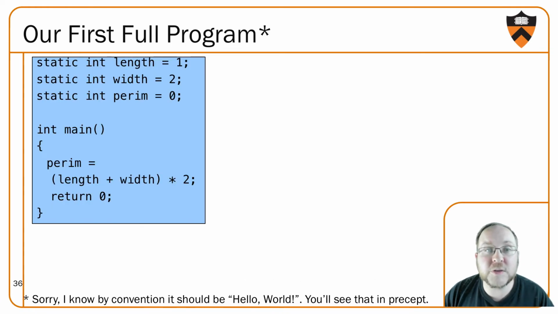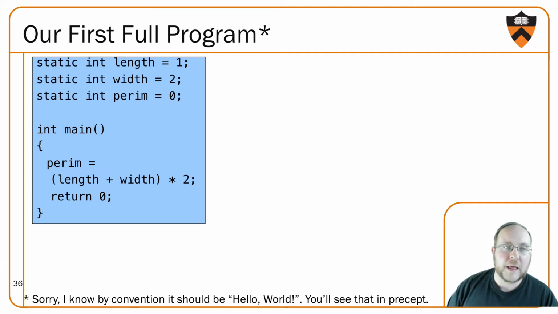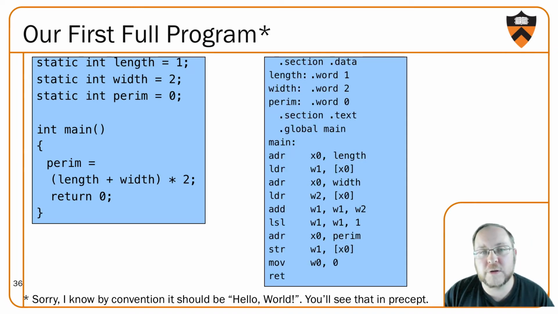All right, so here's the perimeter program built out just a little bit. And here's its assembly code. It's plausibly human readable to us at this point, but if it's still overwhelming, that's totally understandable. So let's take it step by step.